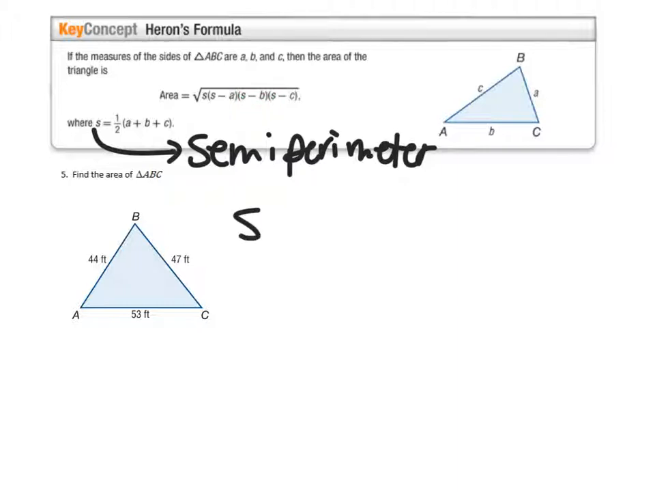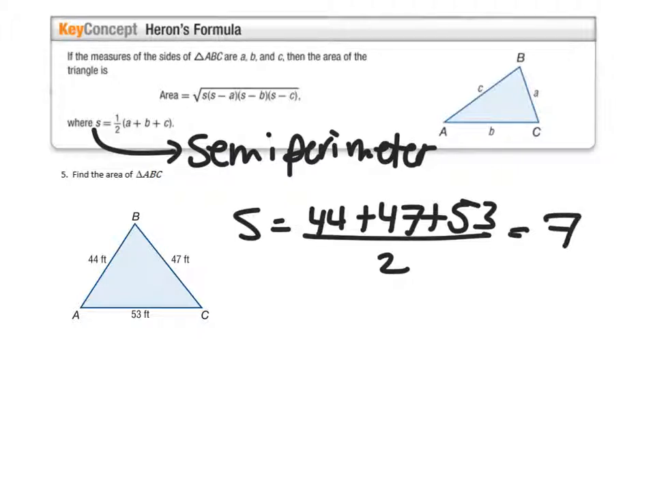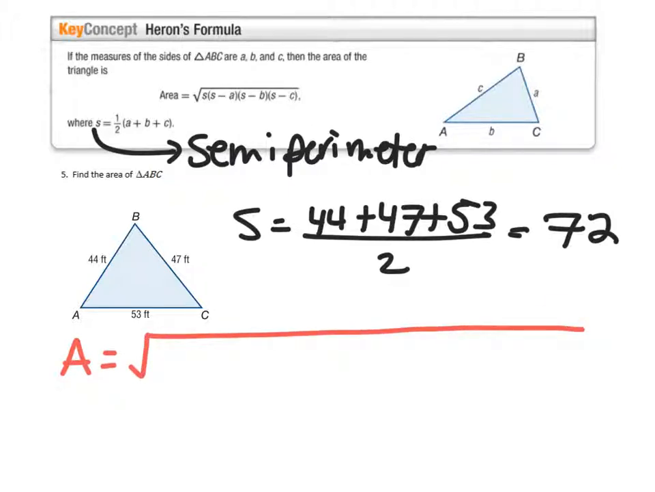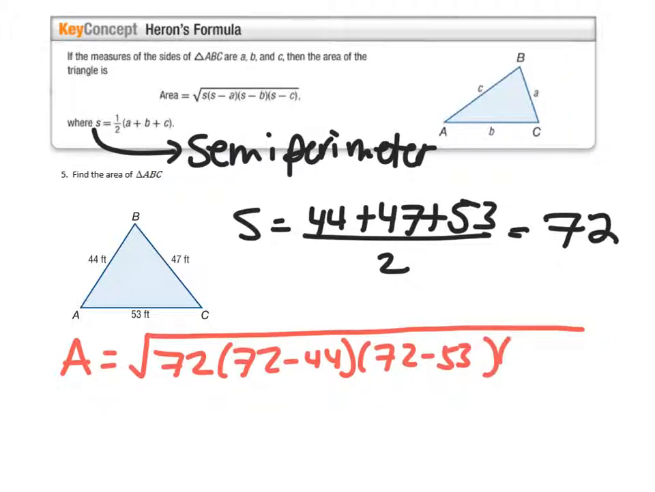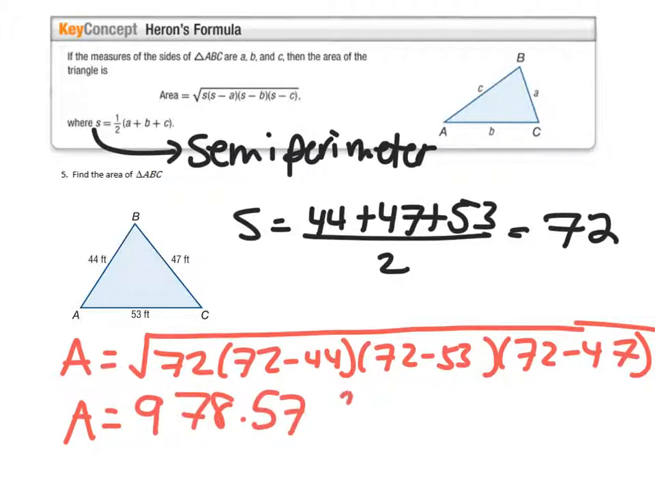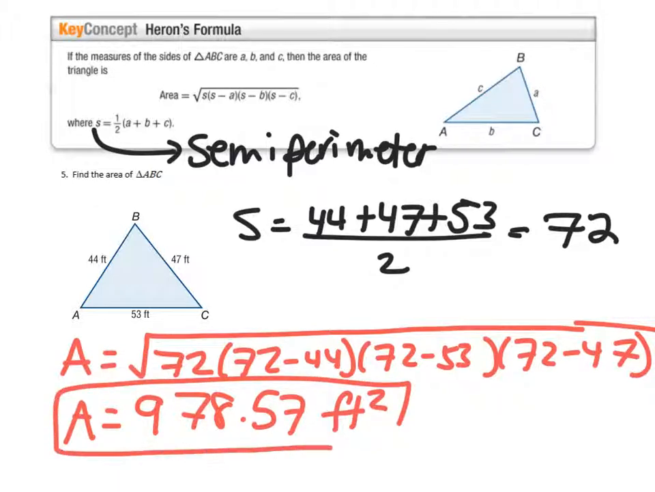So I'm going to find the semi-perimeter first, add up all my sides, and divide by 2. That's going to give me a semi-perimeter of 72, which means my area is going to be the square root of 72 times 72 minus 44 times 72 minus 53 times 72 minus 47. Again, a lot of plug and chug. You know, my favorite thing. You end up getting 978.57 feet squared for your area.